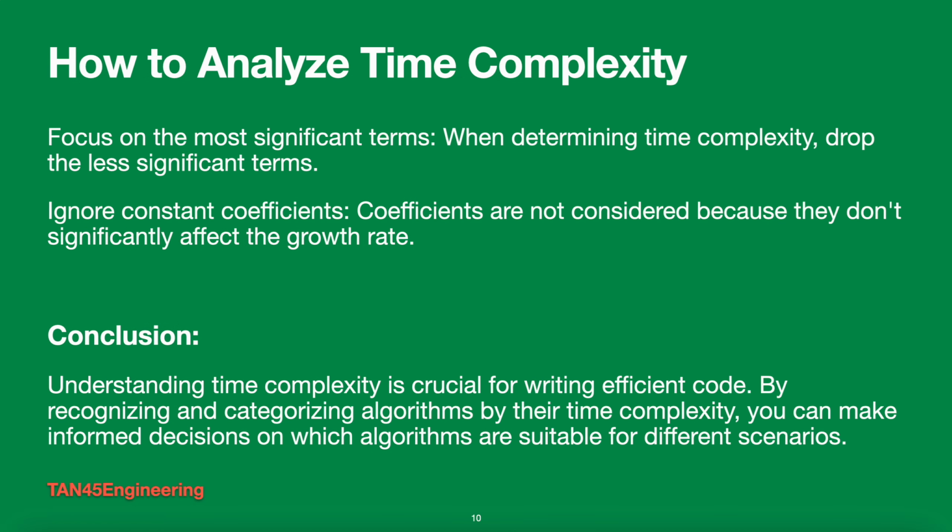Now, how do we analyze time complexity? Okay, that is the important part. We have to focus on the most significant terms when determining time complexity, and we have to remove all the less significant terms. We always ignore the constants or the constant coefficients, because they do not alter the growth rate of an algorithm that much.